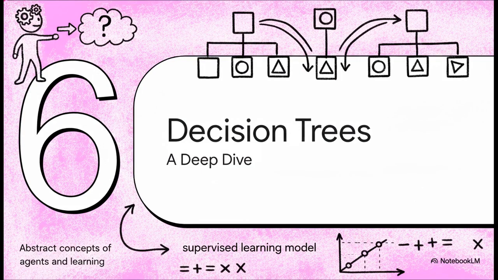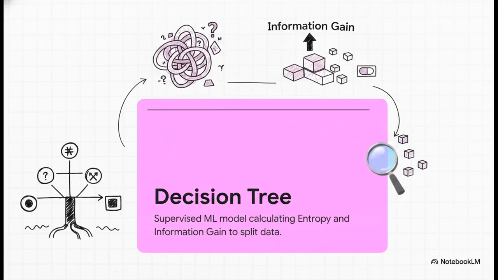Let's bring this all together in Section 6, deep dive, decision trees. To truly cement all these abstract concepts we've talked about, let's look at a highly concrete mathematical example of a supervised learning model, the decision tree. The mathematical goal here is incredibly elegant. It relies on two core concepts: entropy, which is essentially the measure of pure confusion or uncertainty in a dataset, and information gain, which is the reduction in that confusion after you ask a question.